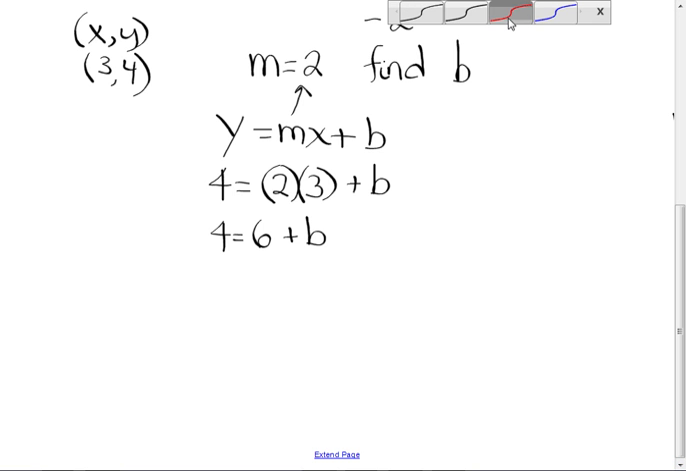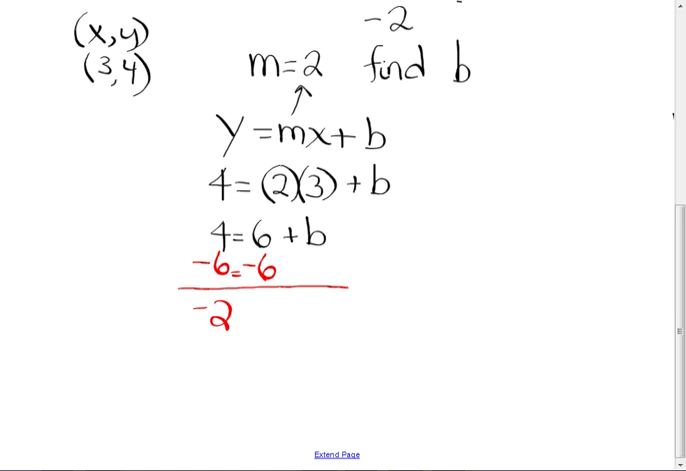So how do I get rid of this positive 6? Jake, how do I get rid of it? Subtract 6. What's 4 take away 6? Negative 2 equals b. Corey, am I done? Corey thinks we're done, I think, but am I done?